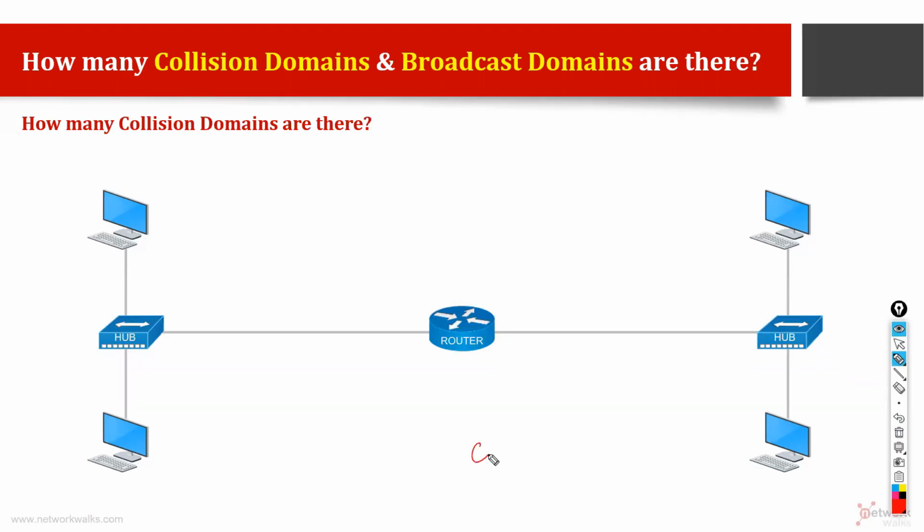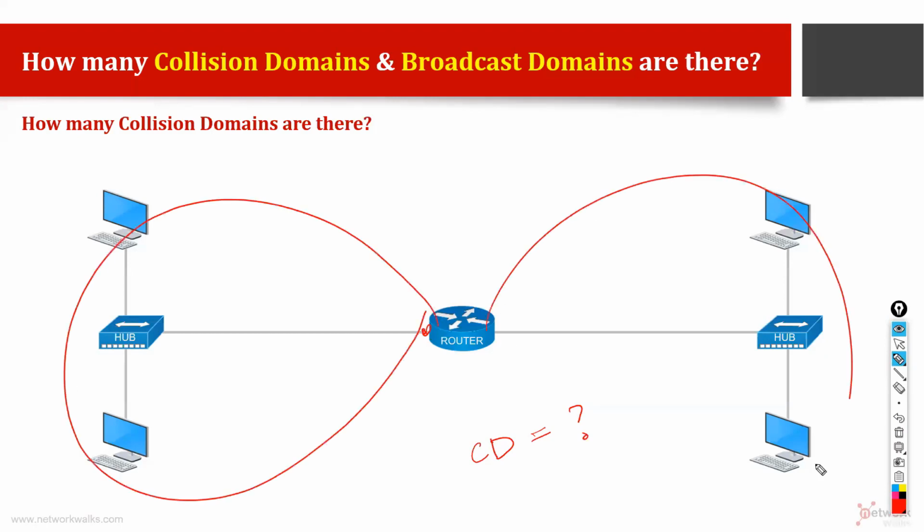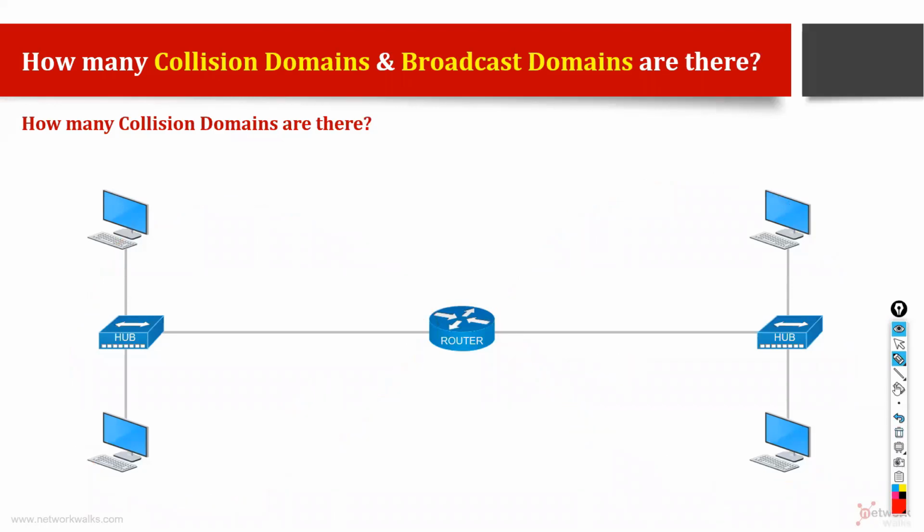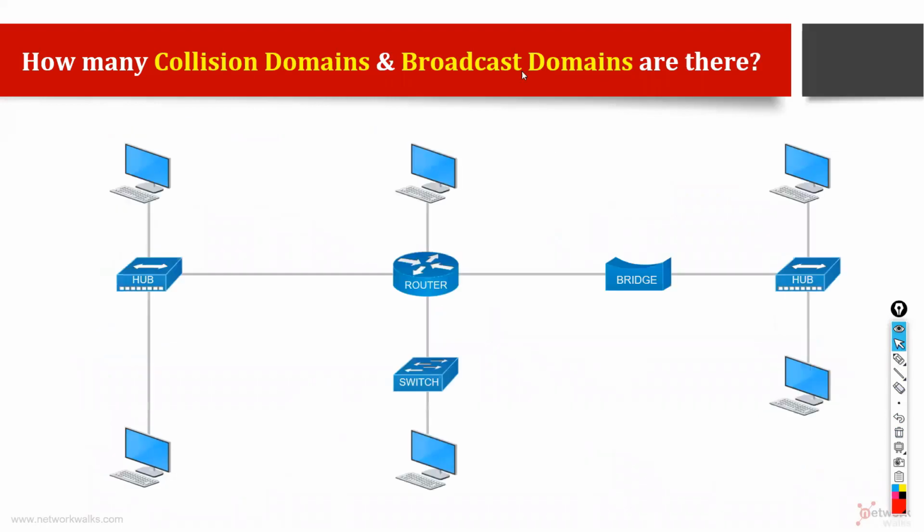I'm talking about collision domains, not broadcast. So 2 again, one collision domain and another. Whether it's a switch or bridge or a router, each port is one collision domain. Now how many? This is the question. How many collision domains total here? Please count quickly if you understood the concept.